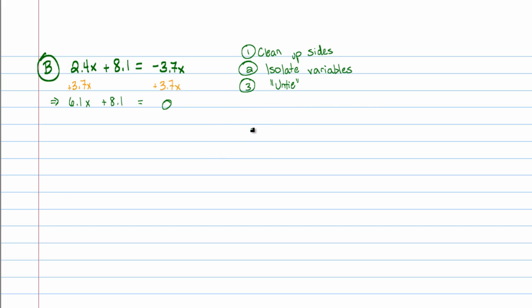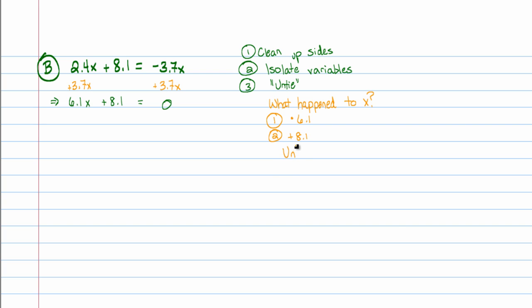So I ask myself, what happened to x? What did somebody do to x to tie it up like this? Because they obviously didn't tell me what x was. The first thing it looks like they did is they multiplied it by 6.1. The second thing it looks like they did is they added 8.1 to it.